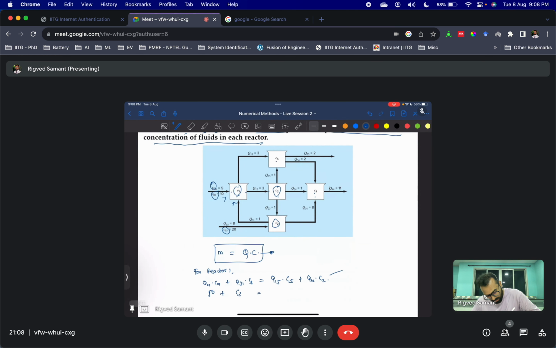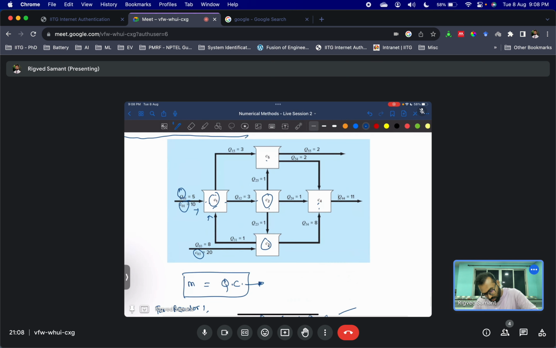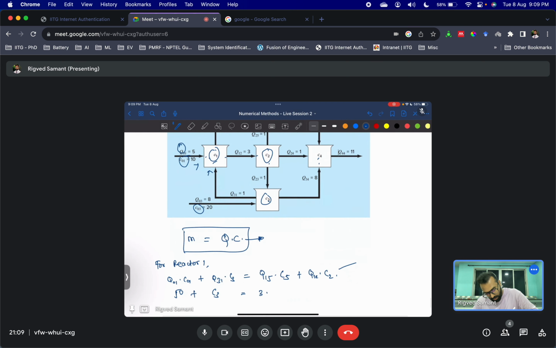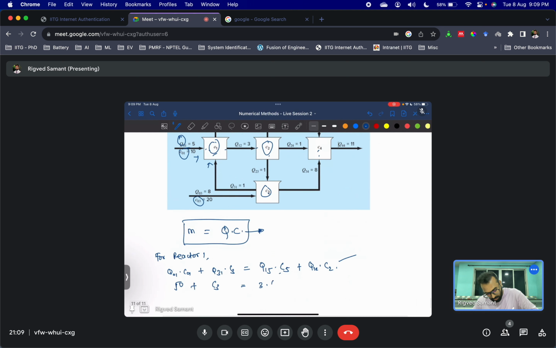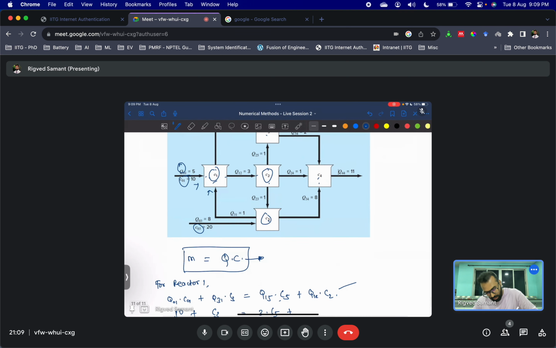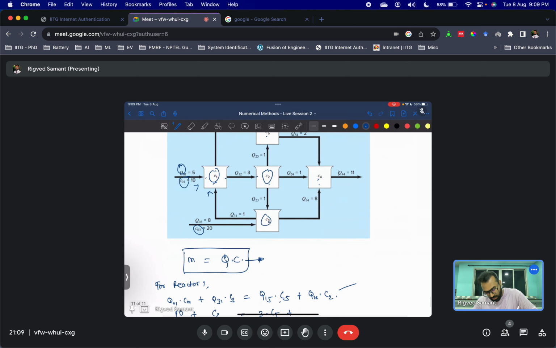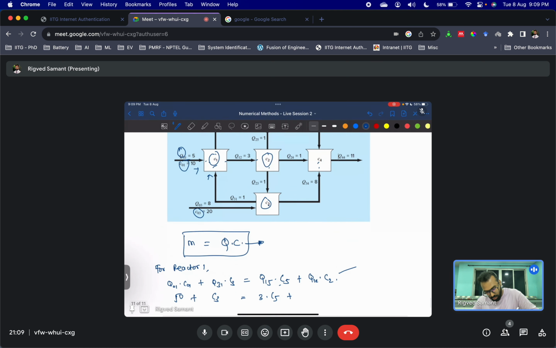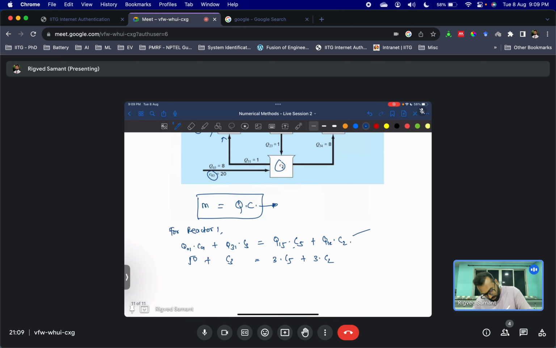So C1, C3, Q15 is what? Q15 is 3 into C5, and the last one is Q12 into C2, where Q12 you know is 3. So if you rearrange it nicely, 3C2 plus 3C5 minus C3 is equal to 50. Number of unknowns, number of equations. This is equation number 1.